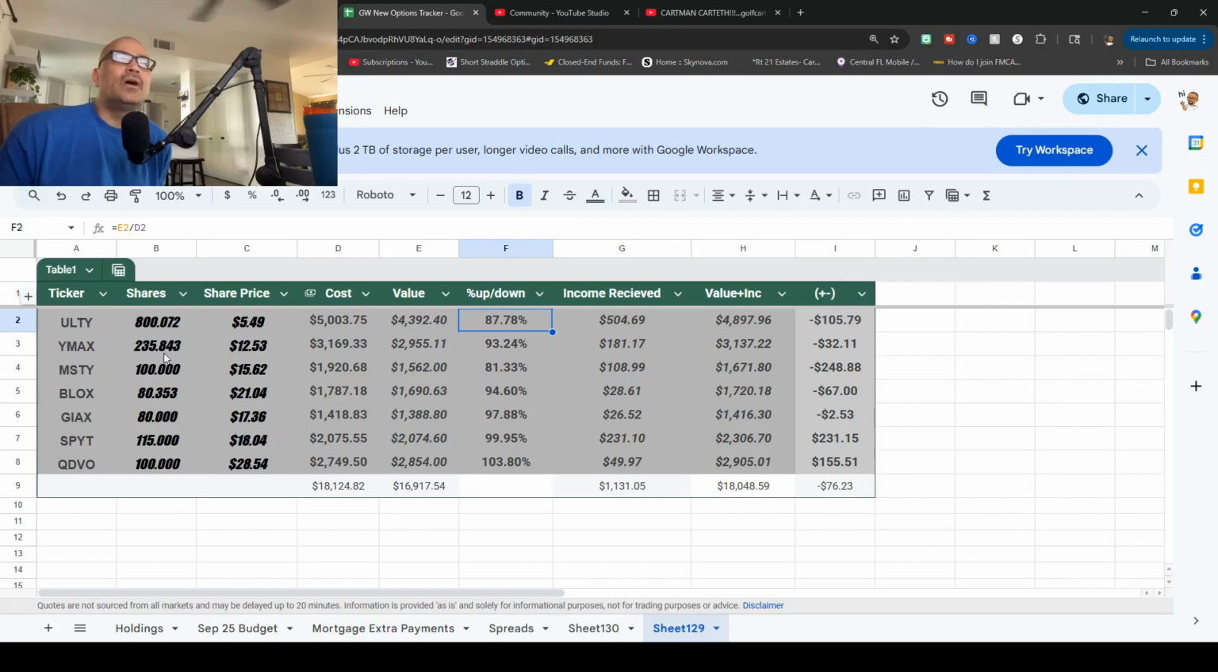But I definitely need to reinvest into YMAX. I think I bought a little YMAX last week. If I want to keep MSTY, I need to definitely average down on that one. So ULTY and MSTY are really concerning at the moment, and we'll see how it goes.